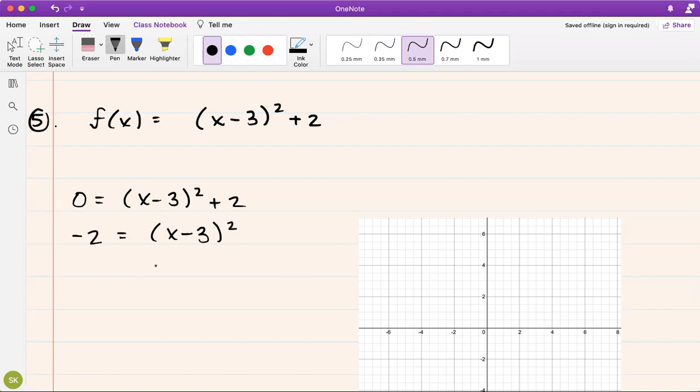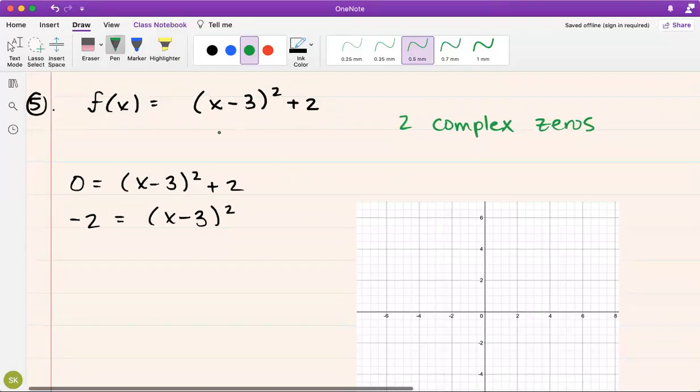And we can see that we have something being squared is equal to a negative 2. Because we can't square a real number and get a negative, that tells us that we have two complex zeros. And we also know that because we have complex zeros, the graph of this function doesn't go through the x-axis.